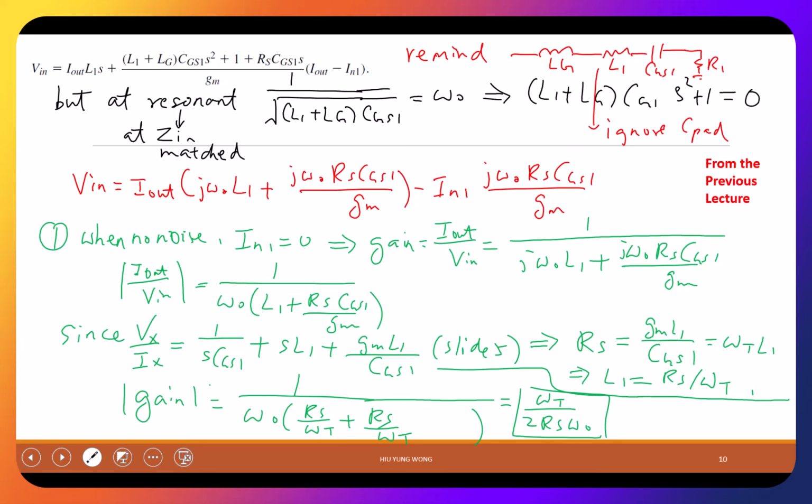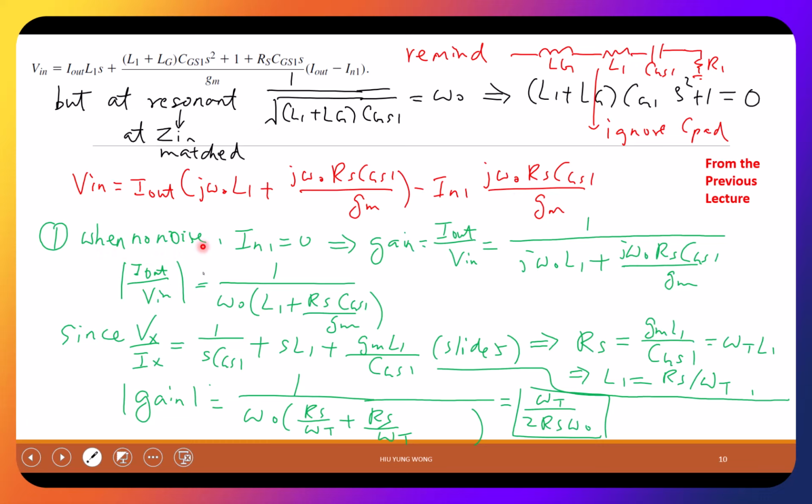So at that frequency, what do we have? Impedance matching, right? In that case, you will see that there will be resonance, so this whole term is gone, right? But anyway, what we are doing here is this is the V in as a function of I out as a function of I in. And then we do it one by one.